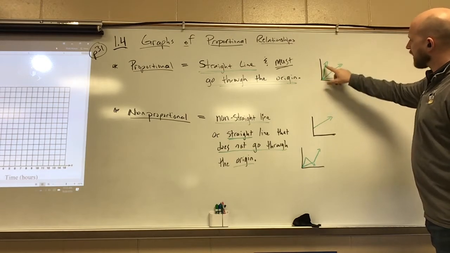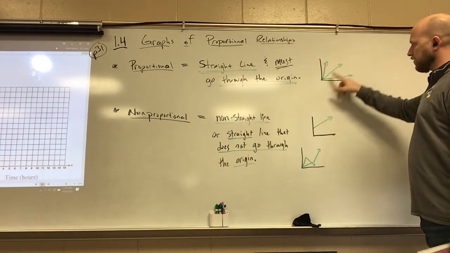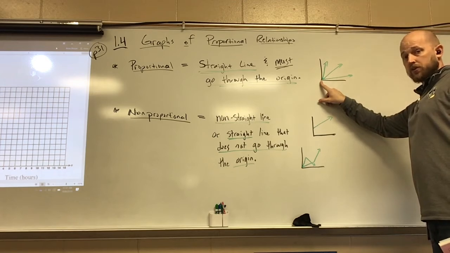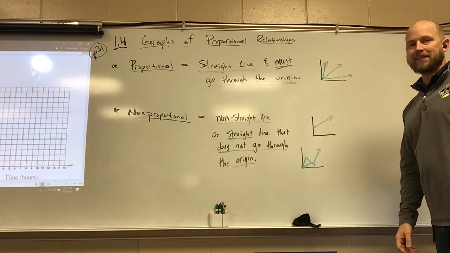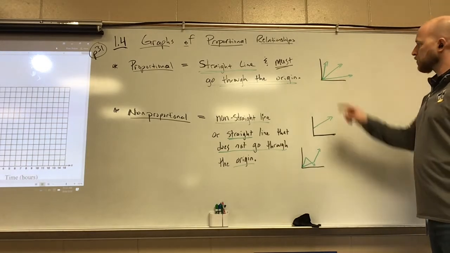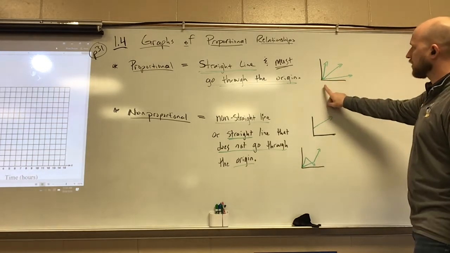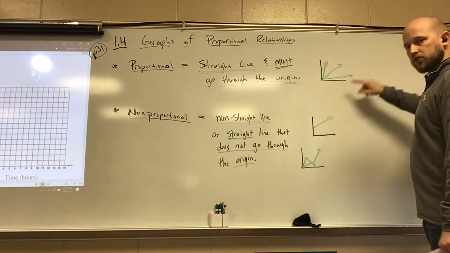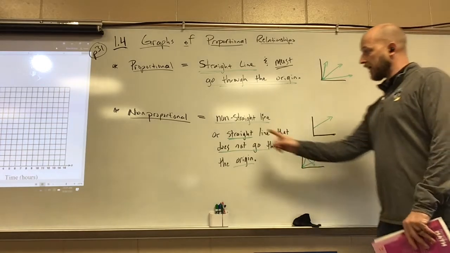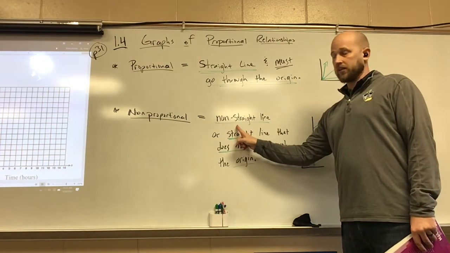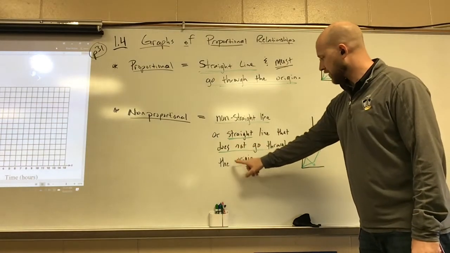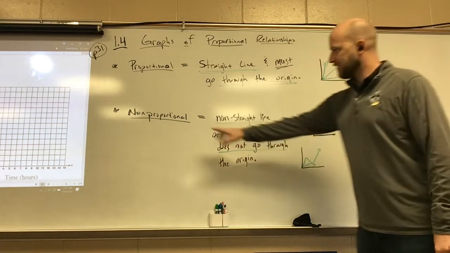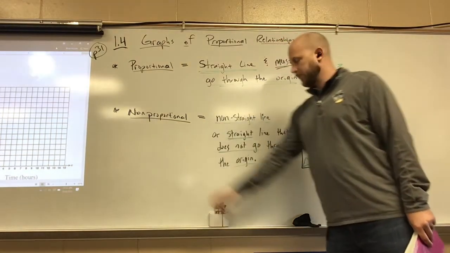There are three examples of what a proportional graph would look like. It starts at the origin, 0, 0, and goes out in different directions, but it makes a straight line. We'll be putting points on the graphs, and when you connect your points, you should have a straight line. If it's not a straight line, or if it is a straight line that does not go through the origin, it is said to be non-proportional.